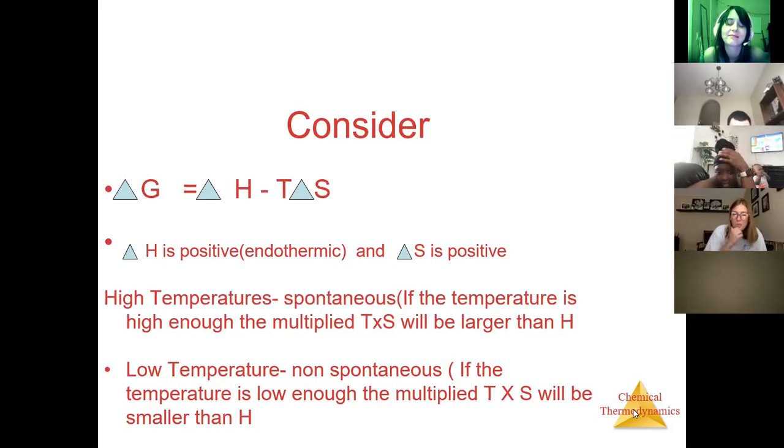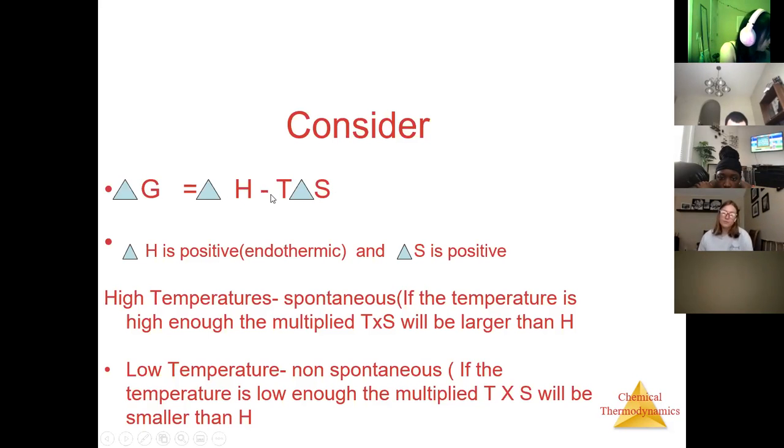So, Benita, are you seeing that if my temperature is high enough, it may not matter what delta H is, because the second term is multiplied by a high temperature, which is going to make this overall thing negative? Does that make sense to you, Benita?